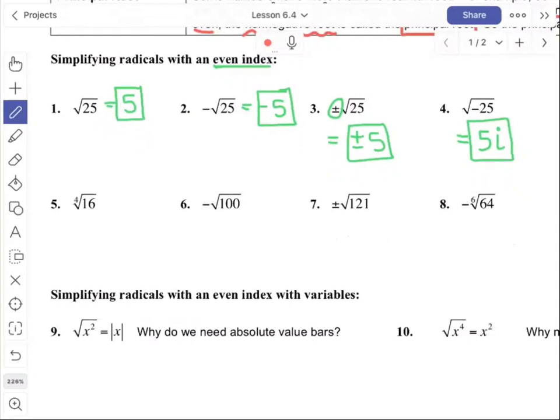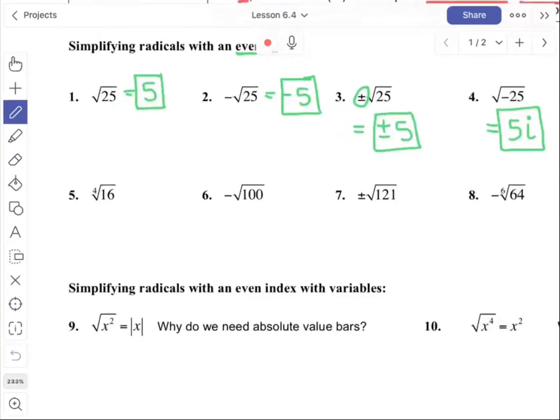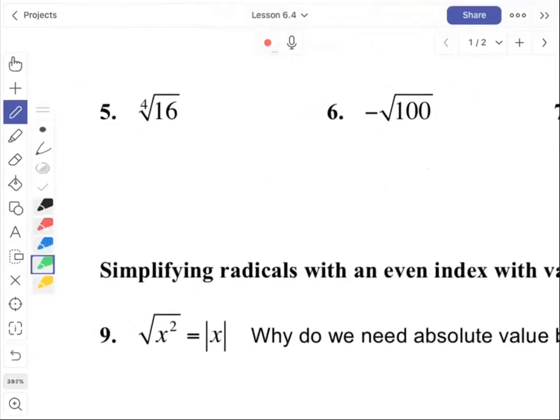Okay, let's try some where the index is a little bit higher. So number 5, I have the 4th root of 16. Help me with this one, please. Russell. Would it be 2? Good. And how did you get 2? Because 2 times 2 times 2 times 2 is 16.